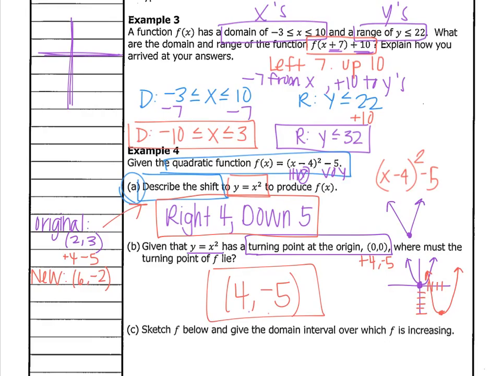Let me give you another example for you to try on your own. So say the original is at negative 2, positive 1. What are the coordinates of the new turning point?